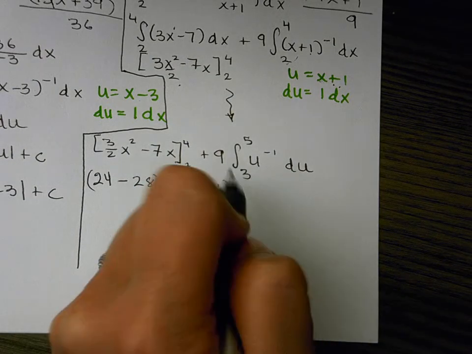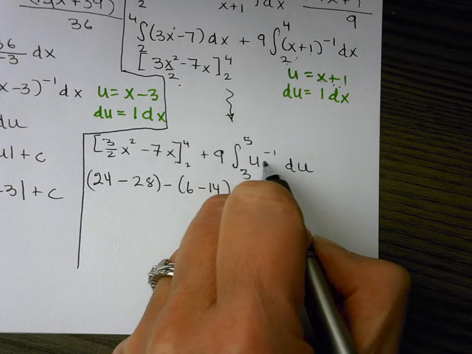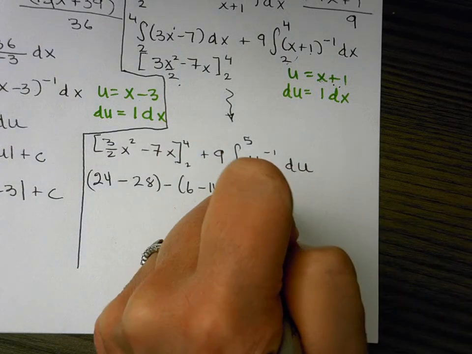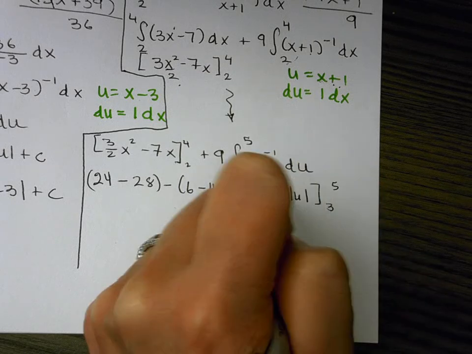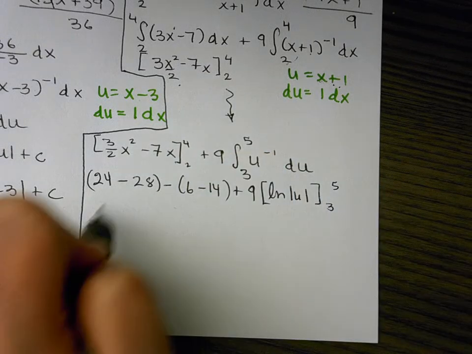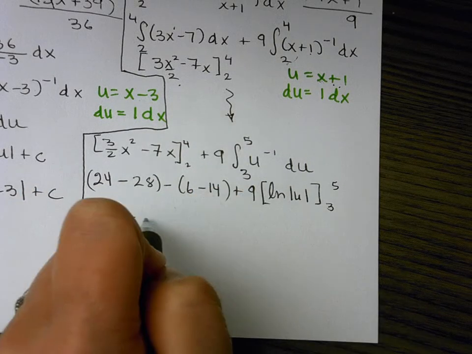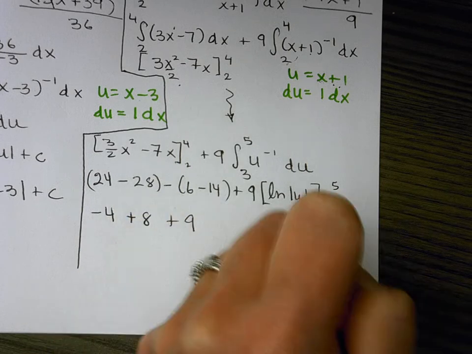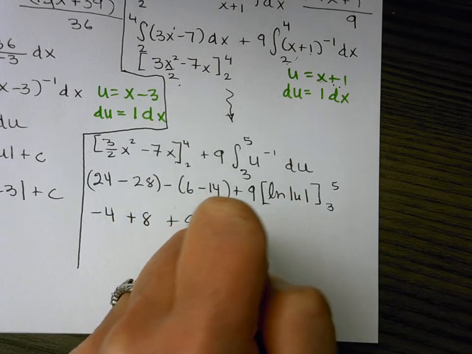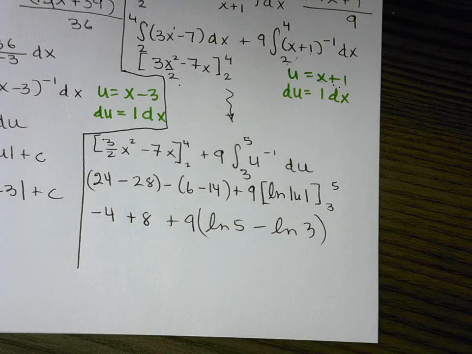All right, and then let's go ahead and do the side here. So plus 9, so that 9 there. And then the antiderivative of u to the negative 1 will be natural log of u. And then we're going from 3 to 5. And then that would give me negative 4 minus negative 8, so negative 8. And then plus 9, and then substitute in 5, and then 3. And then feel free to do a little more arithmetic, or we can just call that a day.